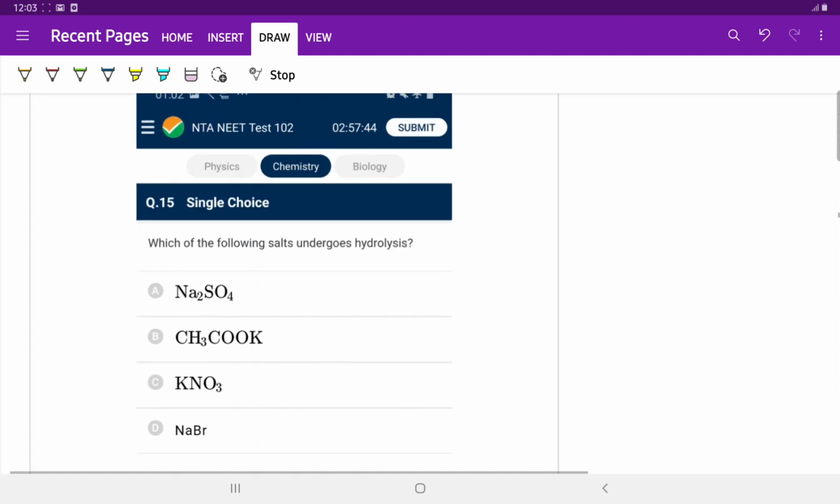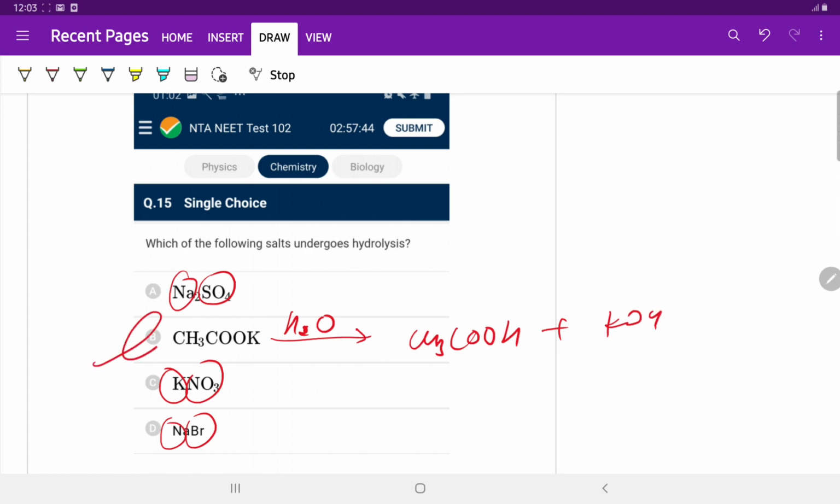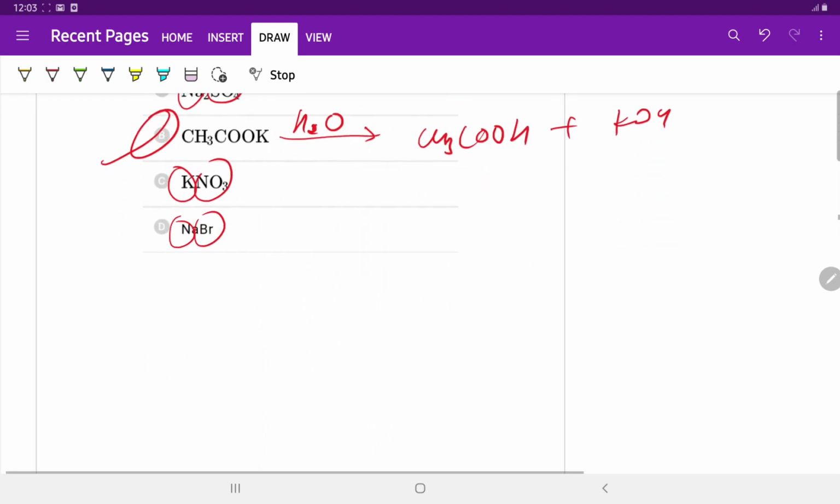Question number 15. Which of the following salts undergo hydrolysis? Sodium sulfate, both ions are unable to undergo hydrolysis. Potassium nitrate, sodium bromide, these ions are unable to undergo hydrolysis. In potassium acetate, only the acetate ion undergoes hydrolysis, and the acetate ion reacts with water to form CH3COOH plus KOH. So option B is correct for question number 15.